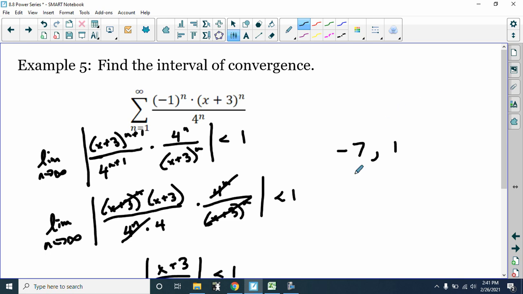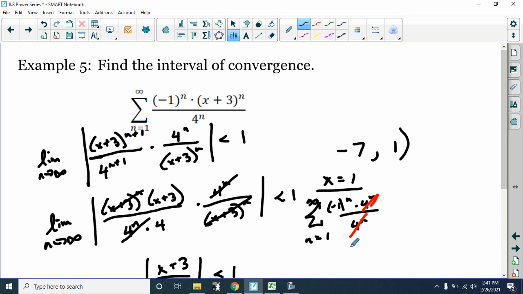And now we want to check. Checking x equals 1. If I plug in 1 for x, my series would be the sum as n goes from 1 to infinity of (-1) to the n times 4 to the n divided by 4 to the n. Well, my 4 to the n's could cancel here. This series does not go to 0. Diverges when x is 1.